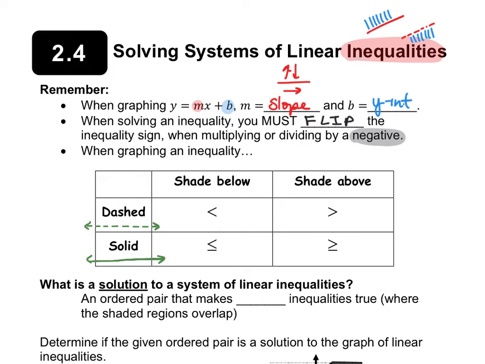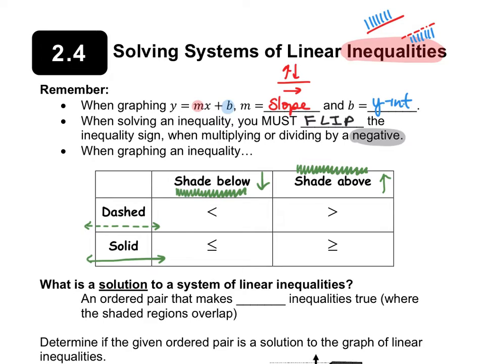You also have some shading. So whenever you have either of the two less than symbols, you're going to shade in below that line, either the dashed or solid line. But if you have either of the two greater than symbols, you're going to shade in above. So less than is below, greater than is above.